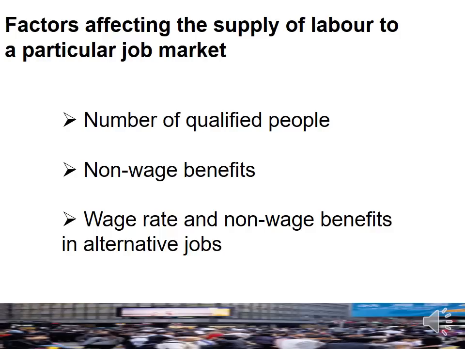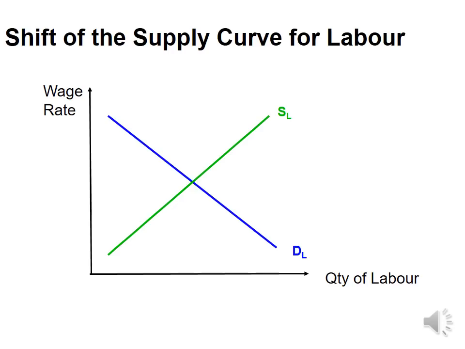But if they see that in the alternative job, the wage rate is high there, and a lot of benefits over there that are not present here, then the supply of this job will begin to fall, because people would rather work somewhere else in the alternative jobs. Now we have a demand and supply curve coming together.